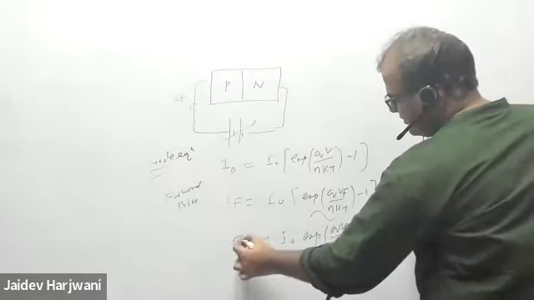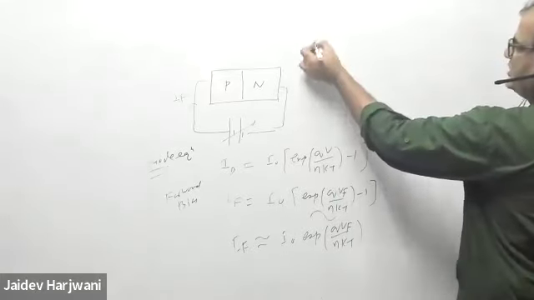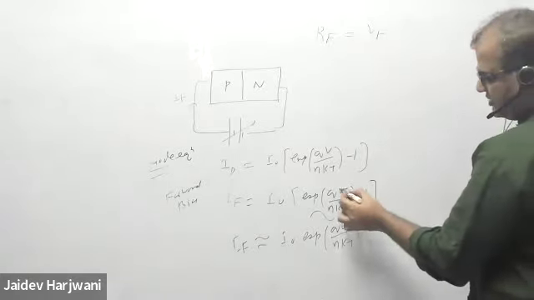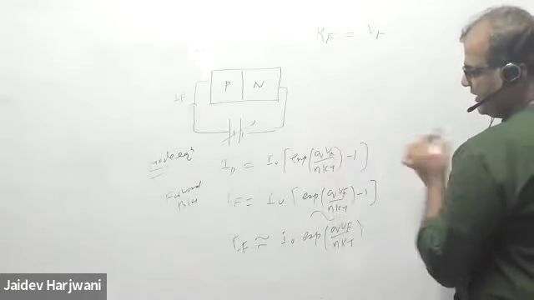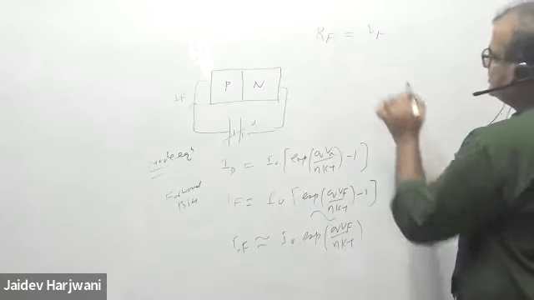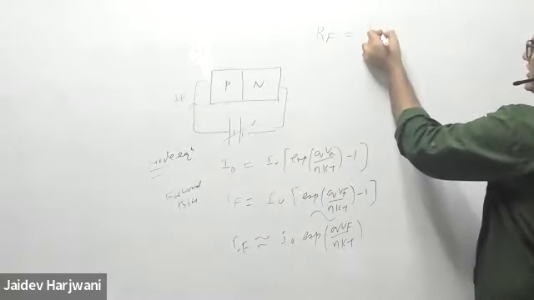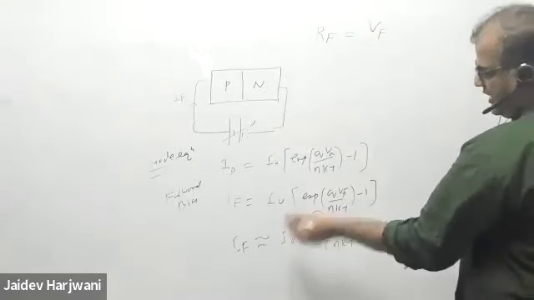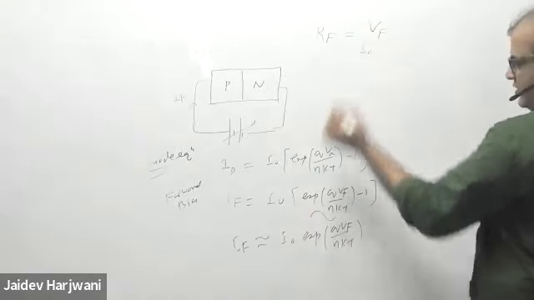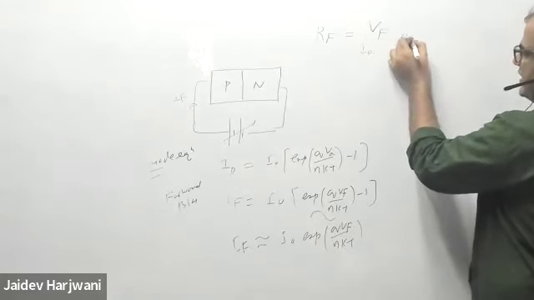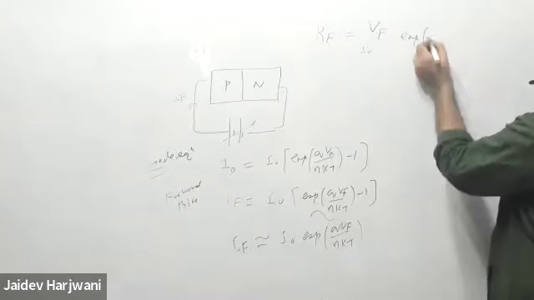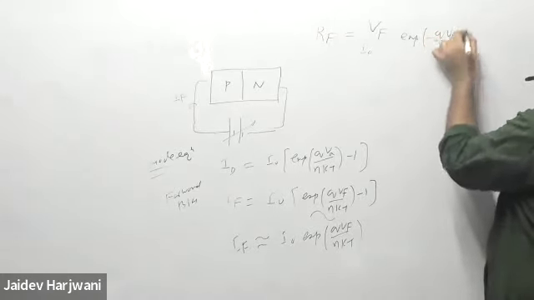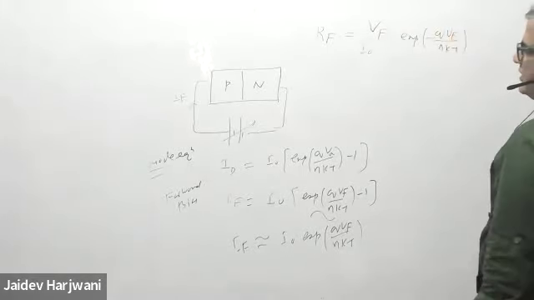This is my current, so the forward resistance will be RF. If I apply forward voltage VF, this will become VF upon IF. IF is your I naught exponential, so I can write RF equals VF upon I naught, exponential minus QVF upon eta KT. This is my forward resistance.